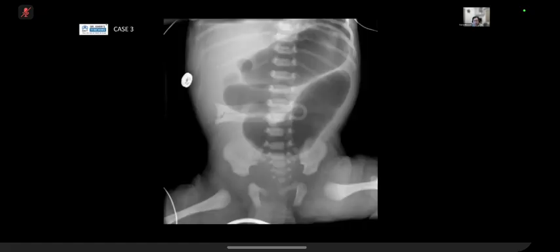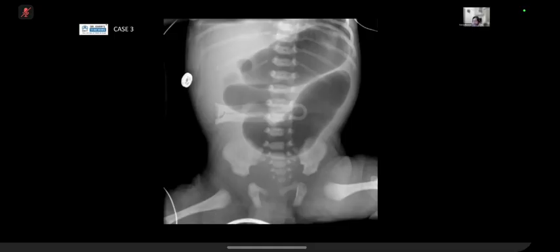Right. That is okay. So case 3. So what does this X-ray show, candidate? This is a frontal radiograph of the abdomen. There is an umbilical cord clamp. It's a newborn baby. There is a triple bubble sign suggestive of jejunal atresia.